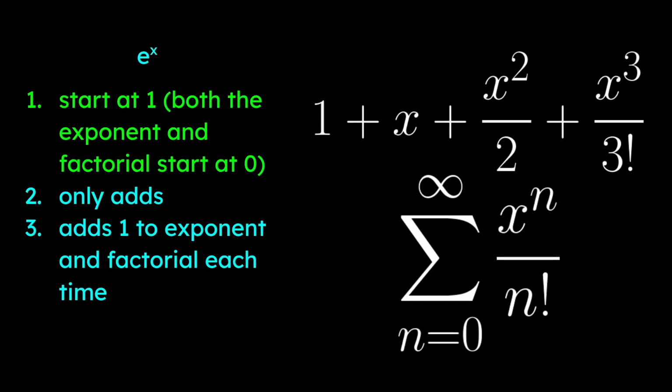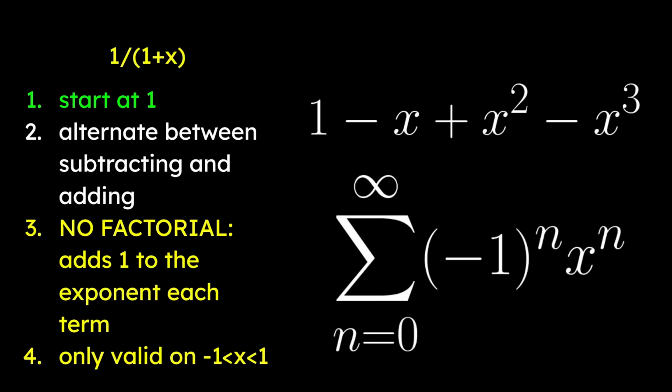In series notation, it's the infinite sum starting from n equals 0 of x to the n divided by n factorial. Remember, e to the x has the exponent and the factorial start at 0, then go up by 1 every term. The last one is a little different.